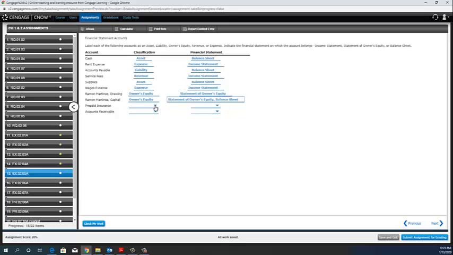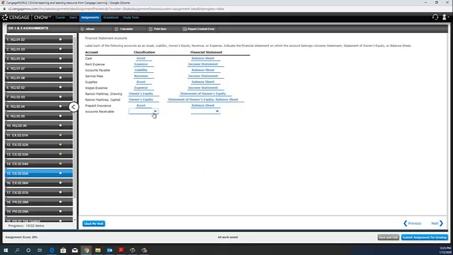The next account is prepaid insurance. Now, prepaid insurance is insurance that we've paid in advance. Typically, insurance companies want you to pay their premium in advance, so that means that we're going to get future benefit from that payment. So prepaid insurance is an asset, and all assets are on the balance sheet.